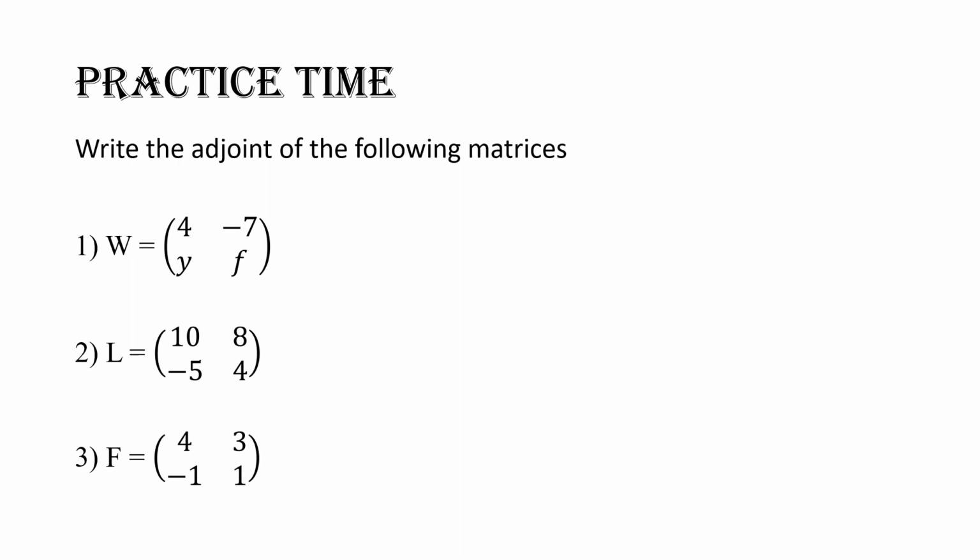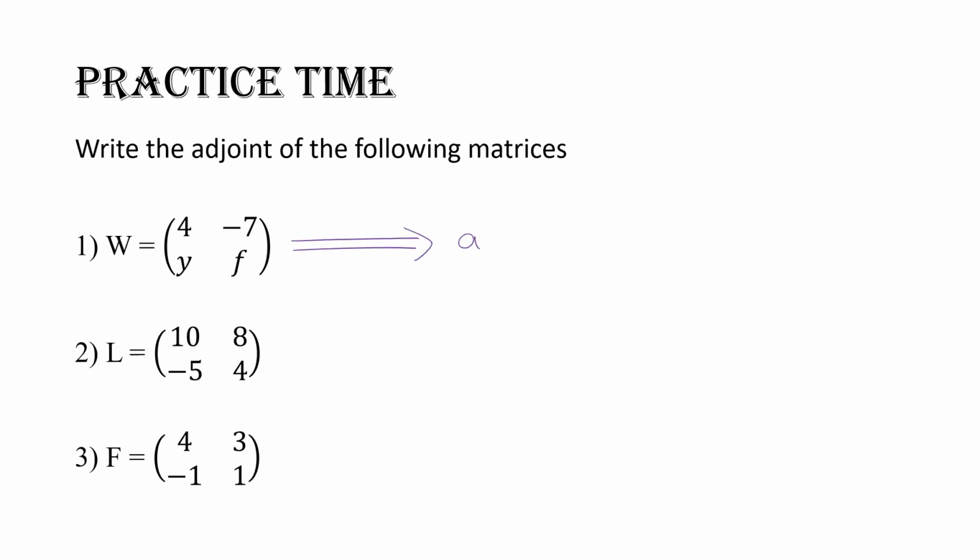Moving on. Here is your practice time. Write the adjoint of the following. And of course, this is where you could pause the video and attempt it and then unpause it or rewind, what do you say? Fast forward, I don't know. Do something and then it will continue running. Press play. So I will move on, of course.